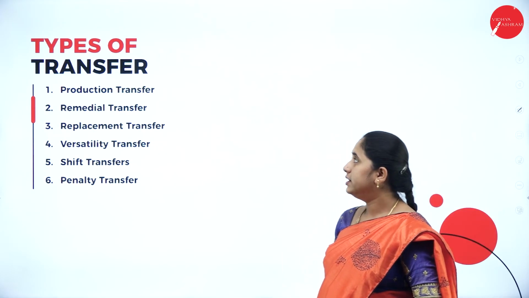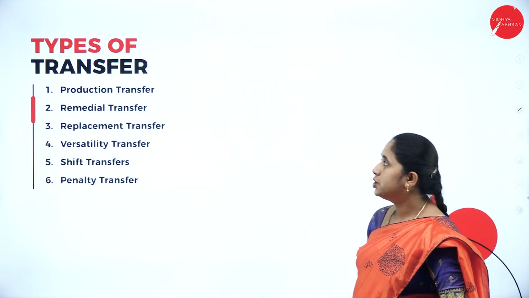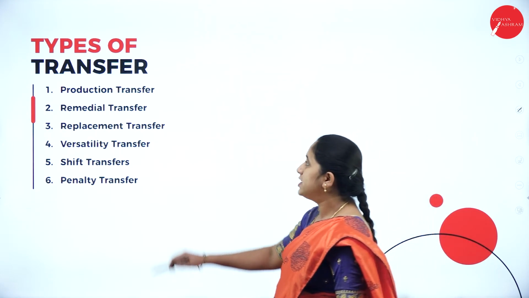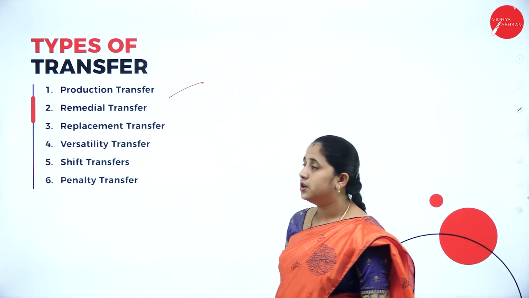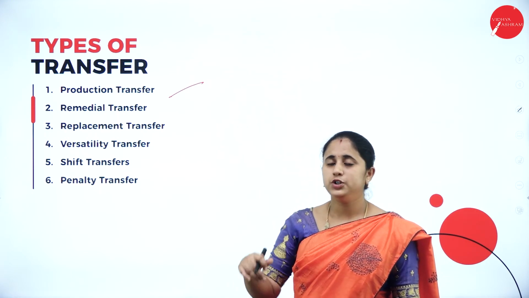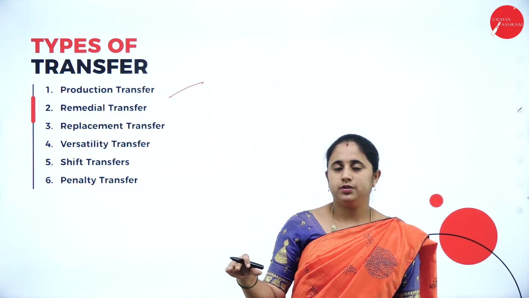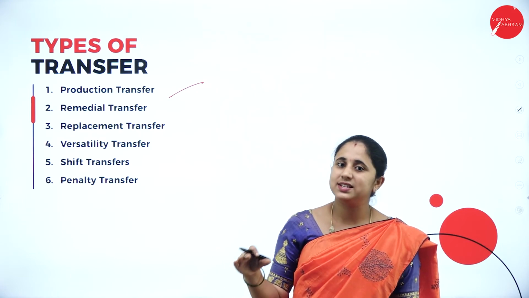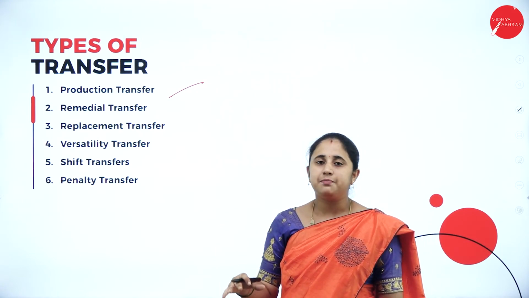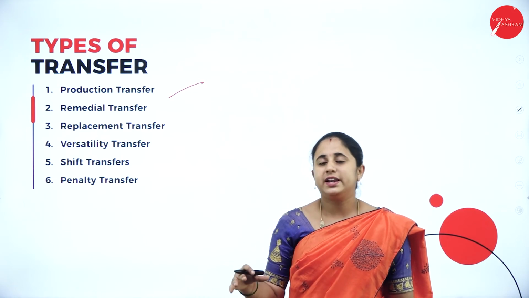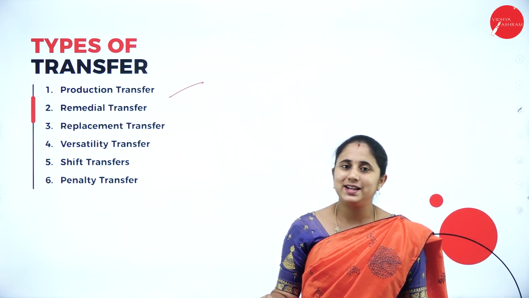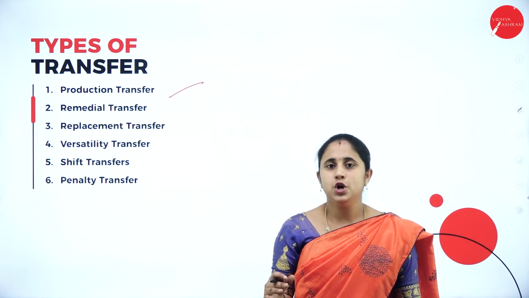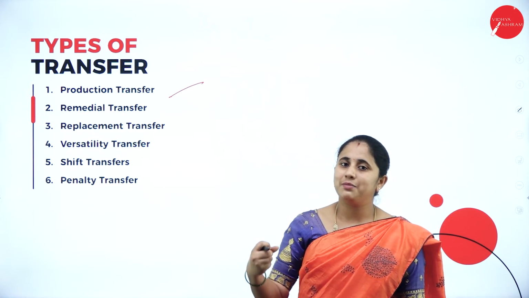So moving further, types of transfer. What are the types of transfer? First one is production transfer. Production transfer means you have 3 branches, and the requirement for human resources is less in a particular department. That is, in branch 1, the requirement for human resources is less because the production is reduced.